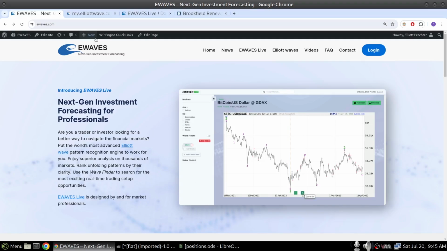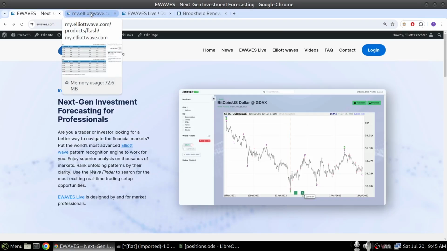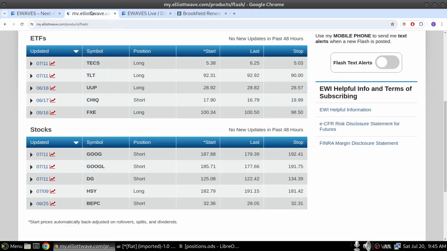Okay, let's pop over to Elliott Wave International for a second. Elliott Wave International is a partner of Qualitative Analytics, and they have access to the institutional version of EWAVES. And they use that for many different things across different services. One of those, which I'm going to show you today, is their flash services. Flash services provides buy and sell recommendations for various markets. And in order to generate those recommendations, they use EWAVES.